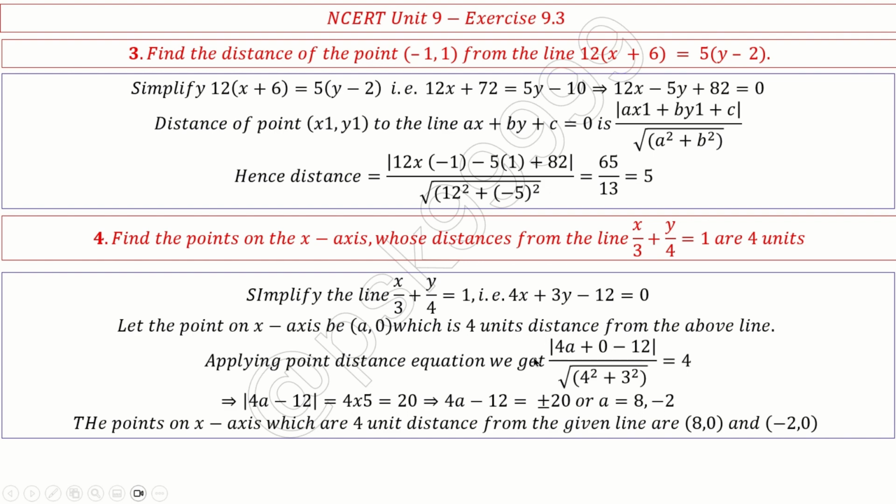Use the point-to-line distance formula. Now we know that the distance is 4, correct? So once you put the 4, you get two equations because you have the absolute value of 4a minus 12. So a is equal to 8 and -2. Both are possible. The points on the x-axis which are 4 units distance from the given line are 8 comma 0 and -2 comma 0. Next.